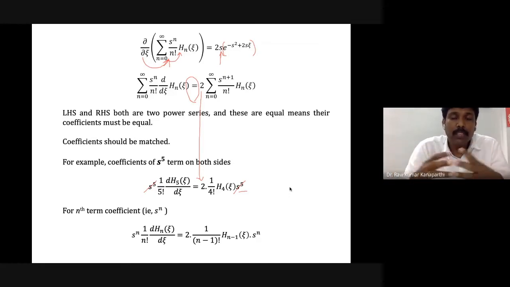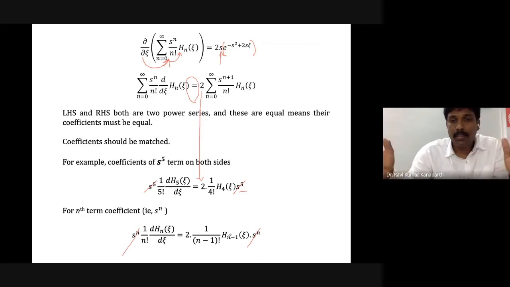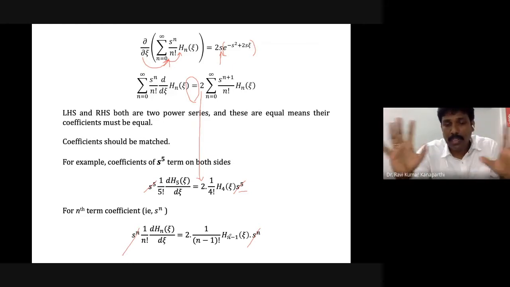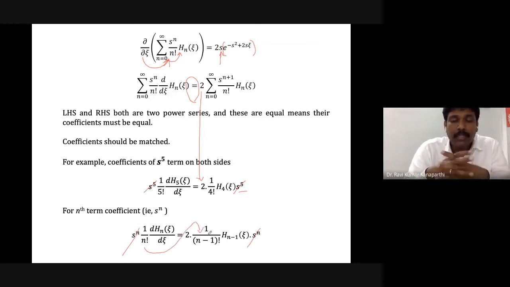So to obtain the s to the power n coefficient on the right hand side power series, you have to substitute n is equal to n minus 1. This is basically a general notation. So from here you can simply cancel out the common terms, s to the power n on the left hand side and s to the power n on the right hand side both get cancelled out, and this n you can move to the other side, so it sits on the right hand side in the numerator, that is n factorial by n minus 1 factorial.